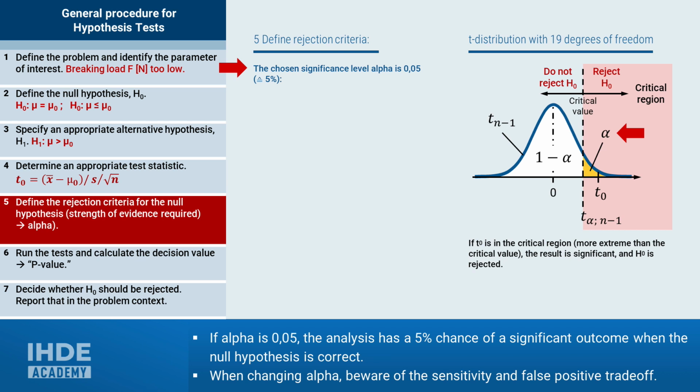If you want to change alpha, you should know the connection between type 1 and type 2 errors and the statistical power. There is a slightly more detailed lesson on this available. If we determine during our investigation that the test variable is in the critical region and therefore significant, the null hypothesis will be rejected.